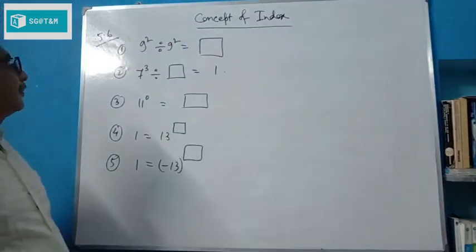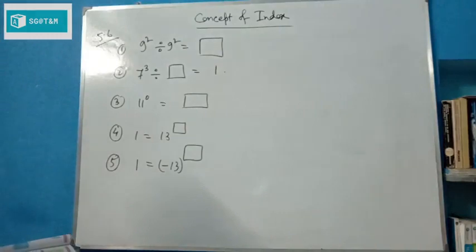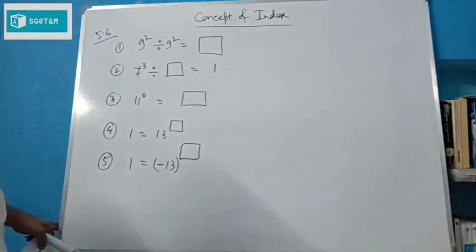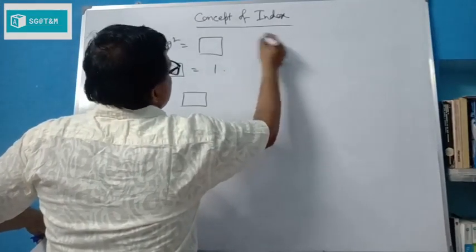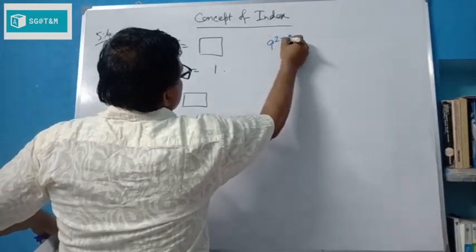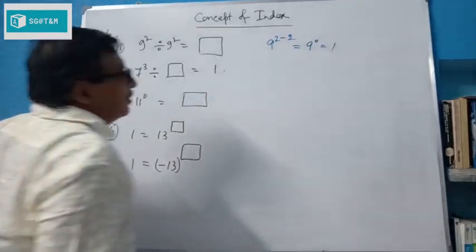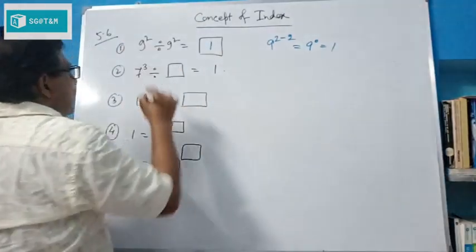Next, 5.6 in your book. 9 square divided by 9 square, how much? Fill in the blanks. This is nothing but 9 to the power 2 minus 2, that is 9 to the power 0, and 9 to the power 0 is 1. So the answer will be 1.